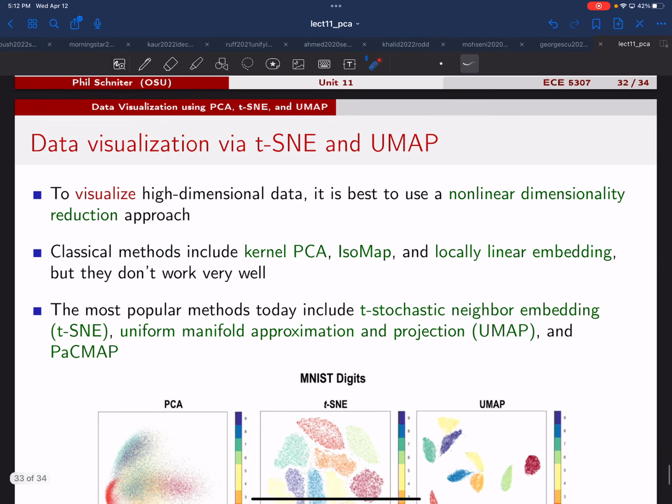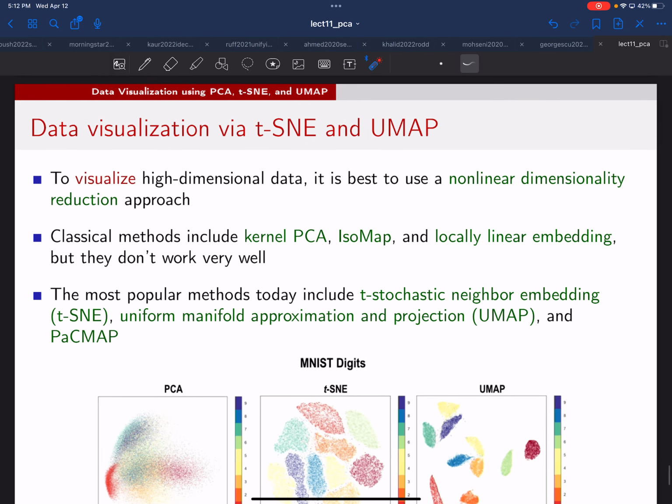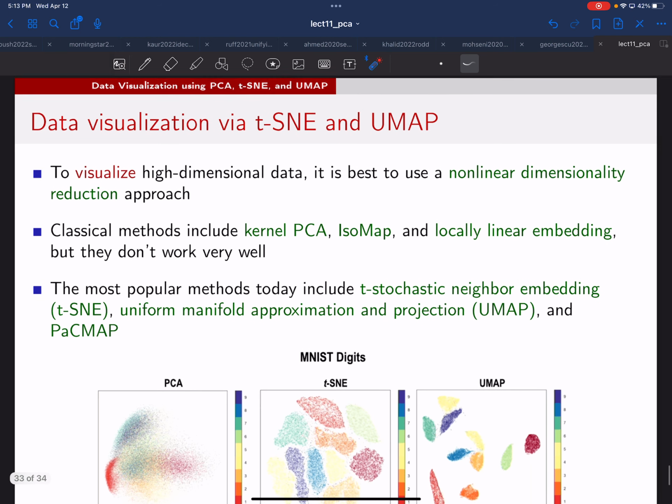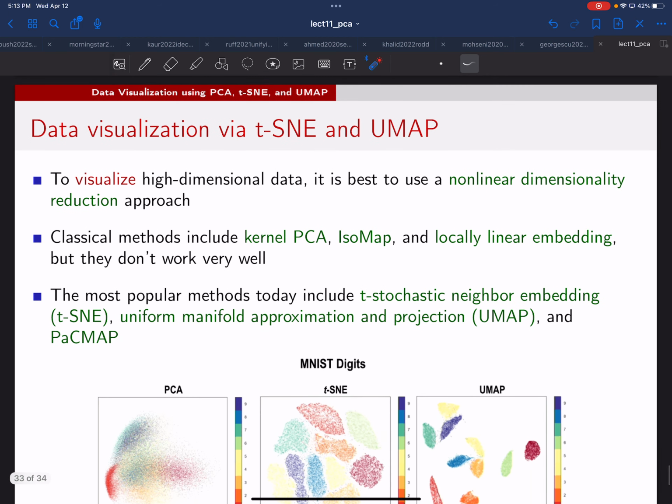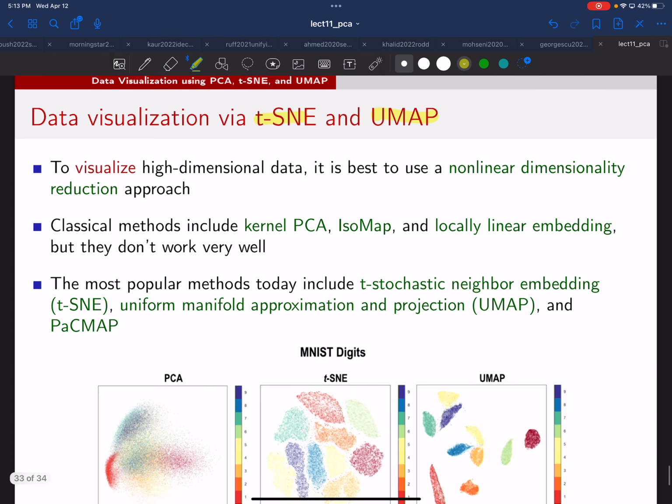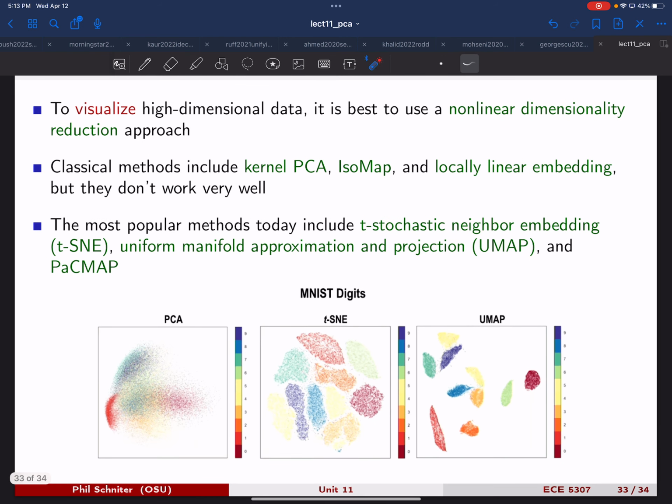So again, PCA is just a super simple, very classical tool. People don't use PCA for this. They use nonlinear techniques that have been designed precisely to do this. The currently most popular ones are TSNE and UMAP. And let me show you examples of MNIST with TSNE and UMAP. And you can see they do a great job of visualizing that data set in 2 dimensions where you actually do have separation between the different image classes.